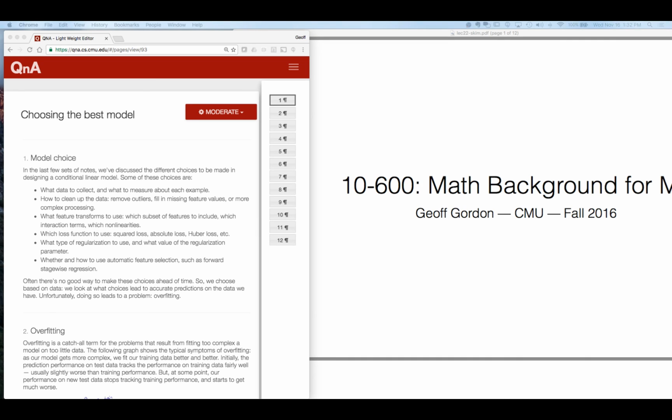So you can choose what data to collect and how to measure each example. You can clean up the data in a bunch of ways by, for example, removing outliers, or if you weren't able to measure every feature of every example, you might have to fill in missing features, or there might be a wide range of more complicated processing. For example, it's fairly common to try and detrend data if you believe that the examples you're getting are changing their mean over time, or to filter data to try and improve how close to IID it is.